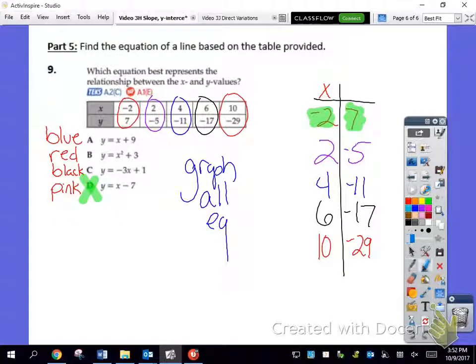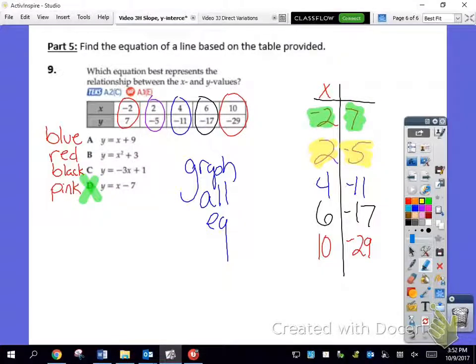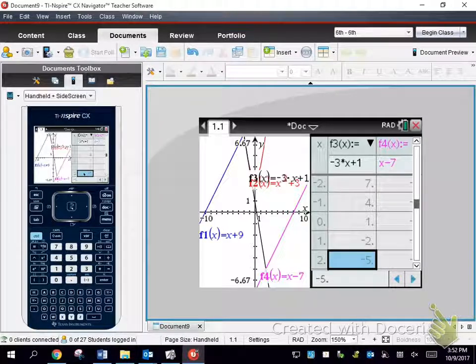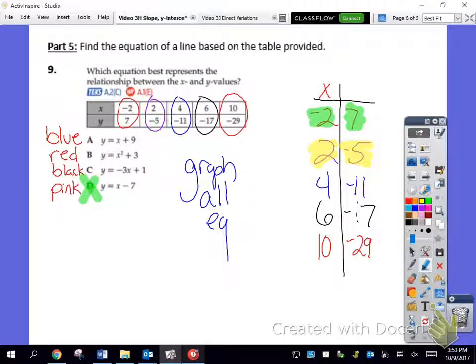Now we're going to look at positive 2. So you're going to go on your graph to positive 2, to the x. Now what do you want beside that? I want negative 5. Negative 5 is on the black one. Oh, but look, it's not on the red one, and it's not on the blue one. So it doesn't work on the red or on the blue. It worked on the black one. Now I'm going to double check. So I need to check 4, 6, and 10.